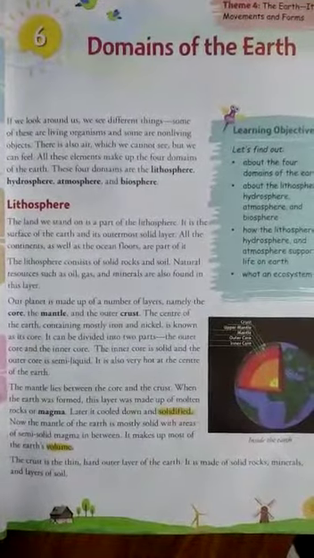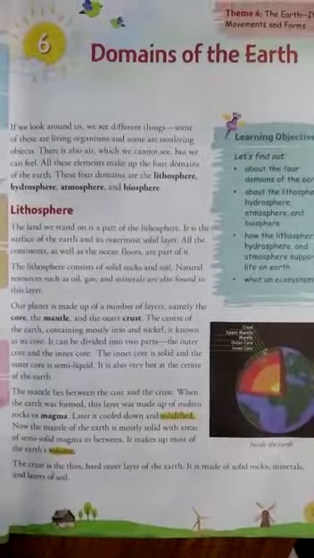Now what is lithosphere? The land we stand on is a part of lithosphere. It is the part where we stand and the outermost layer of the earth. Students, this layer basically consists of rocks and soil.